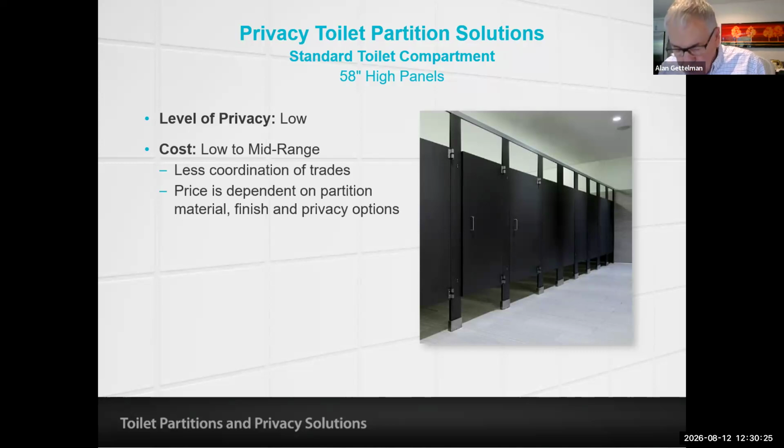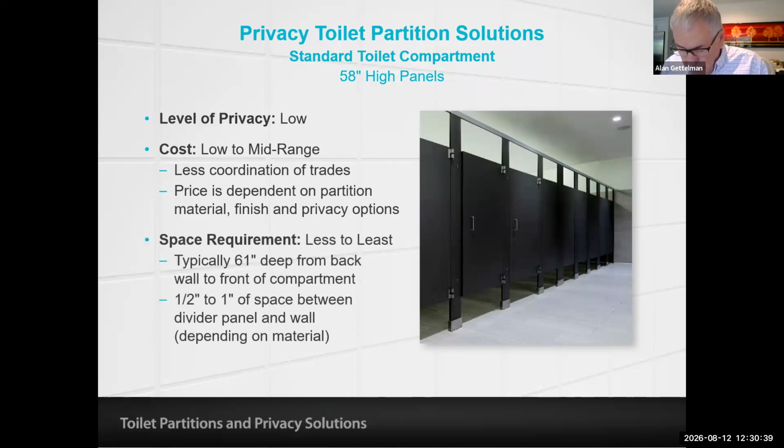There is less coordination of trades for installing this type of partition. However, increases in cost could come from the variety of material, finish options, and privacy options. The standard toilet compartments take up less to the least amount of space. They typically are 61 inches deep from the back wall to the front of the compartment, and the space between the back wall and the dividing panel can be 1/2 inch to 1 inch, depending upon partition material.